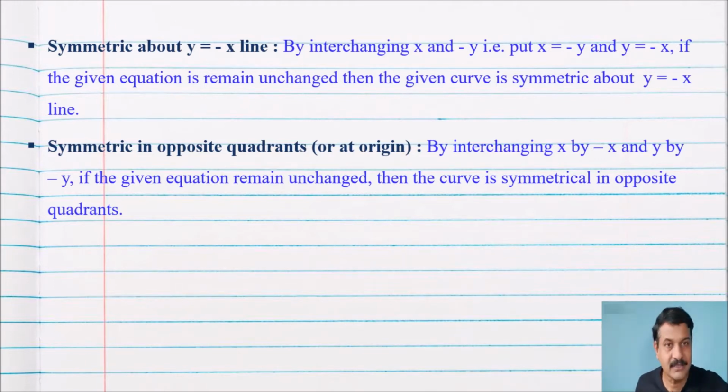So remember, the first point is symmetry. What do we have to check? First, symmetry about the x axis and y axis. If not there, then only you go for the remaining three: the y equal to x line, the y equal to minus x line, and opposite quadrant.